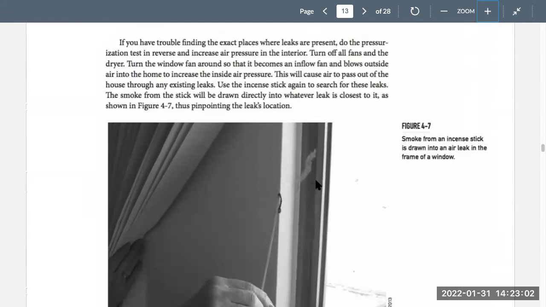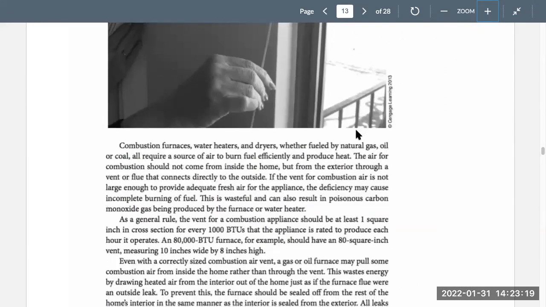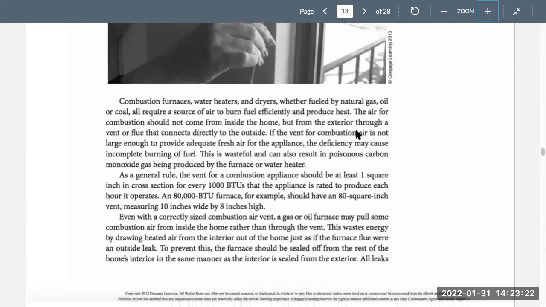Here's where you can see that you could use a smoke pencil or an incense stick. Incense might be something that aggravates people's nose. They don't want to smell it, but an incense is pretty safe. You light it, it makes smoke. Put it around the windows, put it around the doors. Anywhere where you might find a leak.